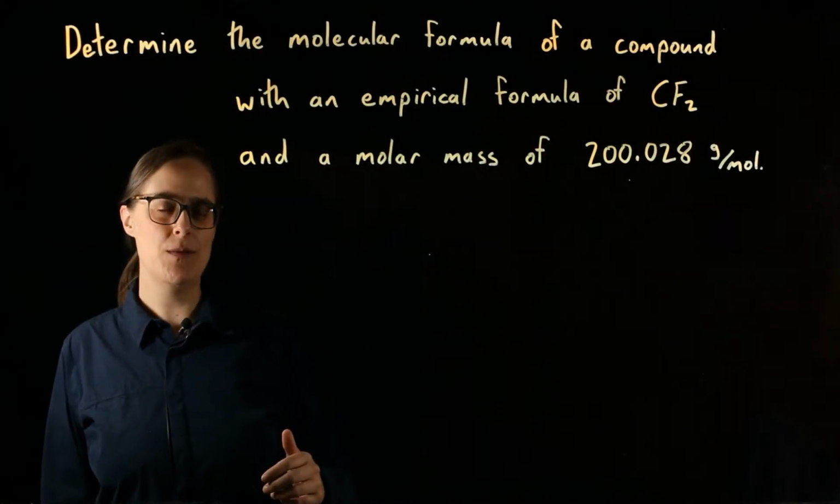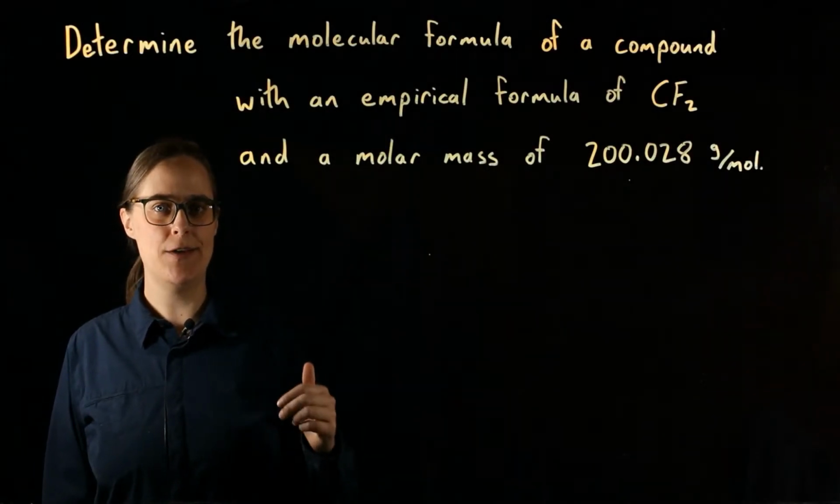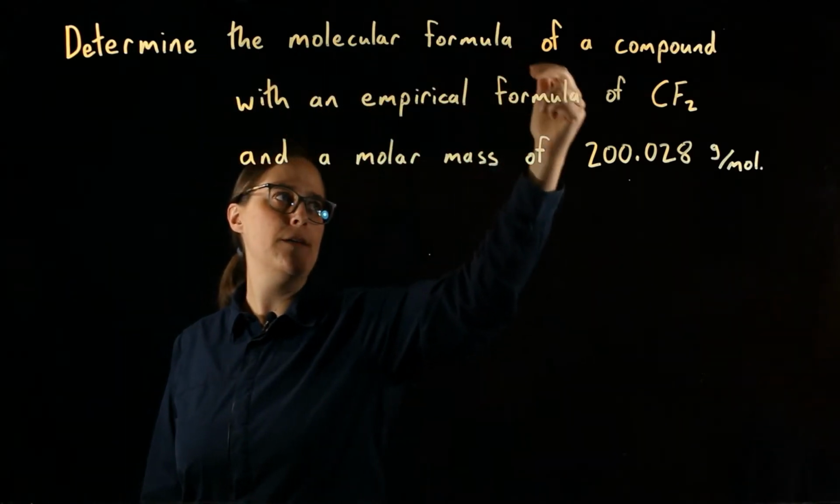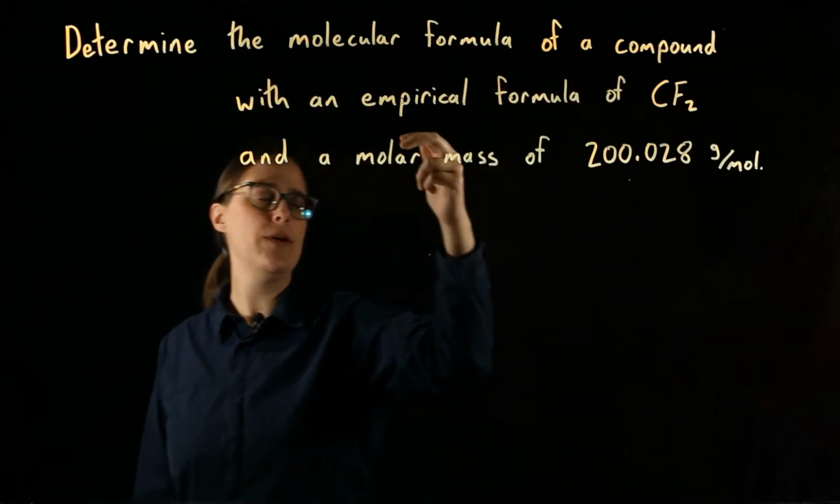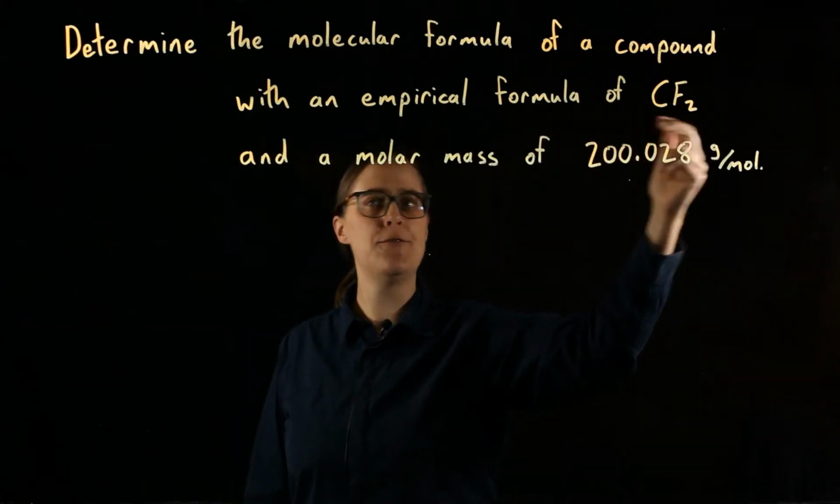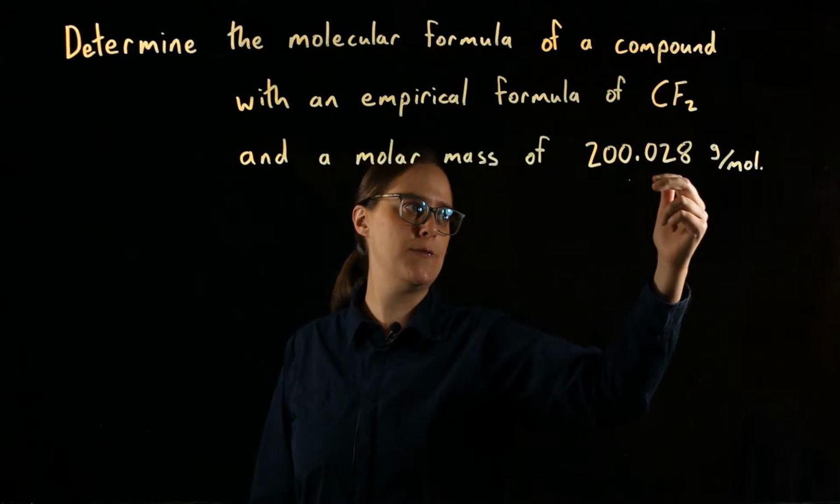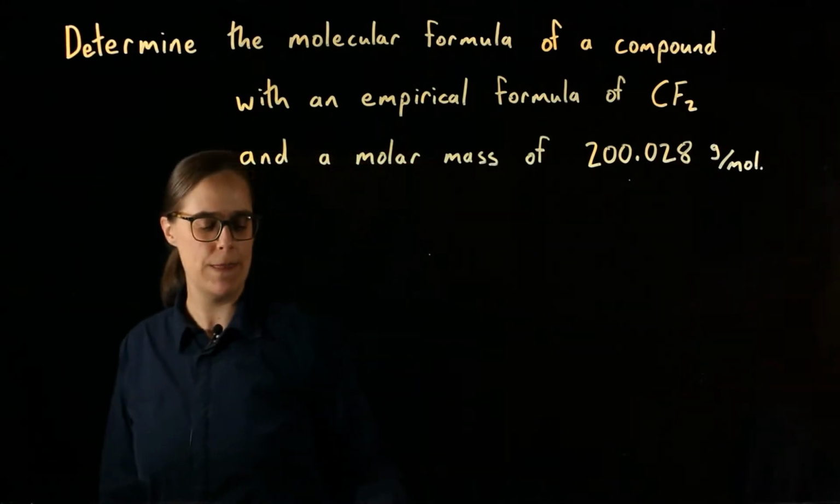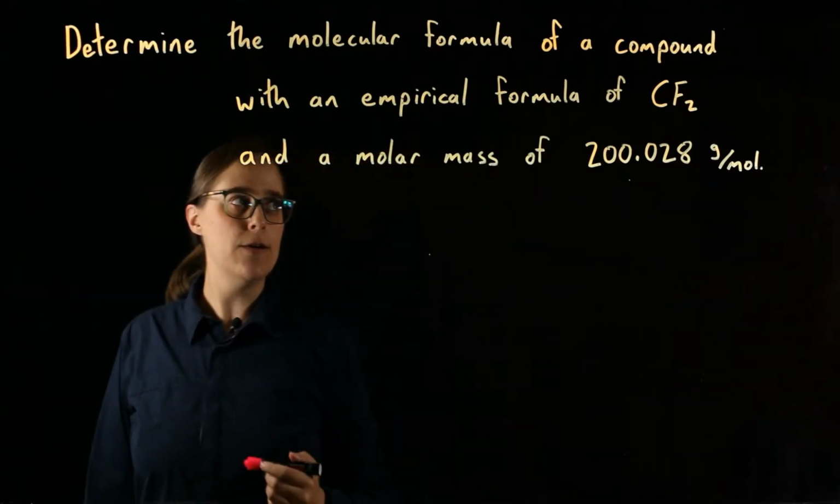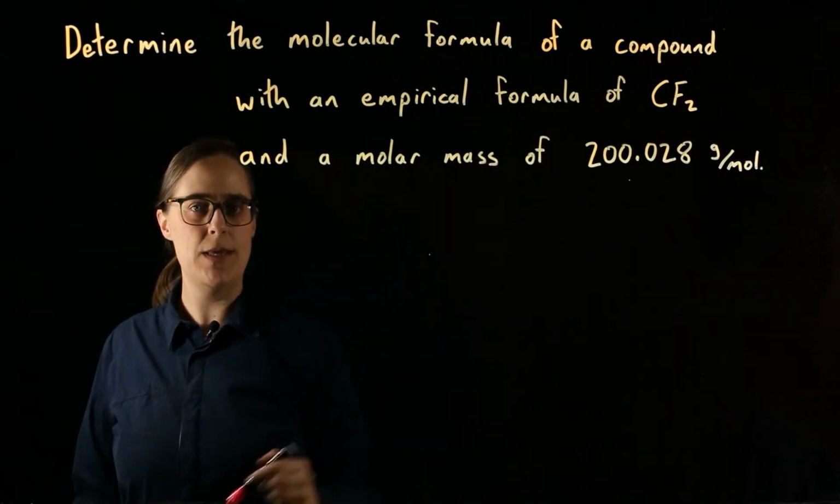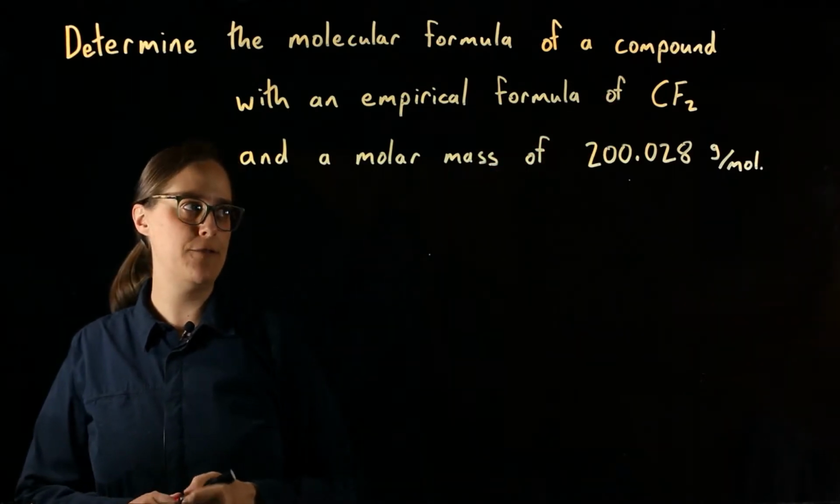In this example problem, we're going to be determining a molecular formula. Determine the molecular formula of a compound with an empirical formula of CF2 and a molar mass of 200.028 grams per mole. Now, there are a lot of molecular formulas that have this same empirical formula of CF2.